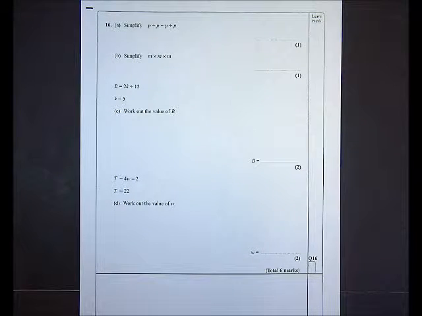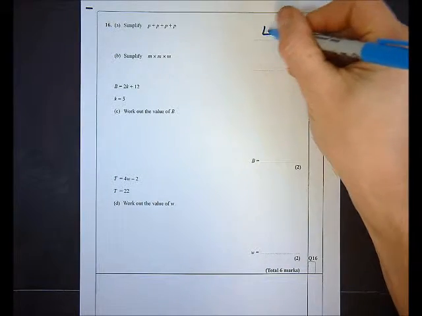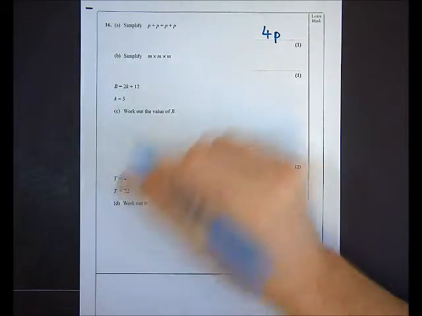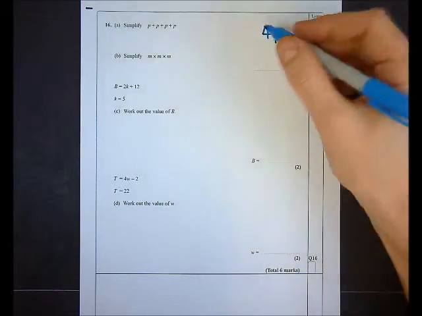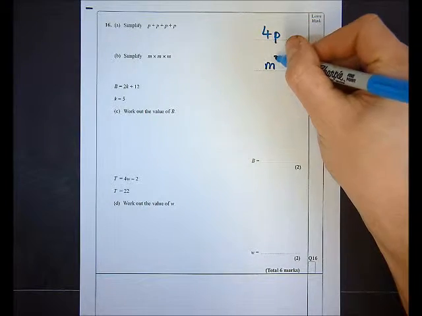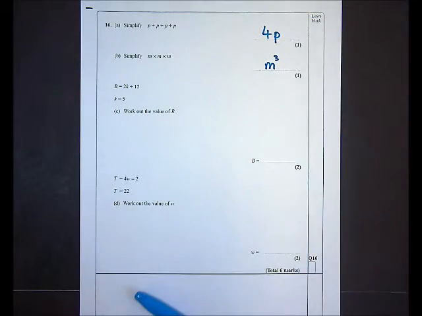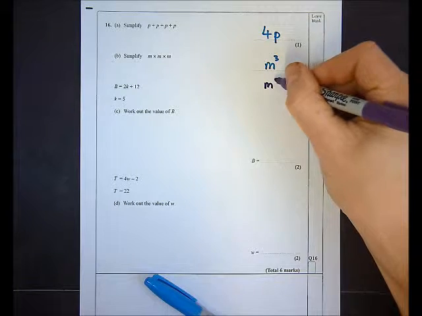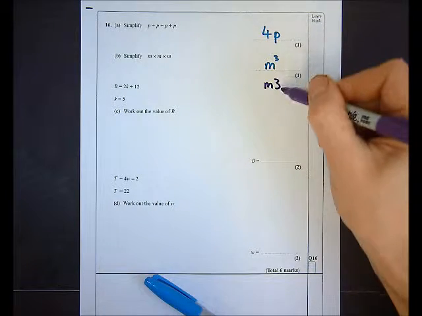In question 16, part A, I'm asked to simplify P add P add P add P, and that is just 4P. And in part B, I'm told to simplify M times M times M, and that is M cubed. It's important that I make the distinction between M cubed and M3. This 3 has got to be up in the air, not the same size.